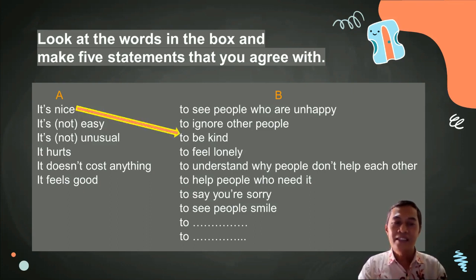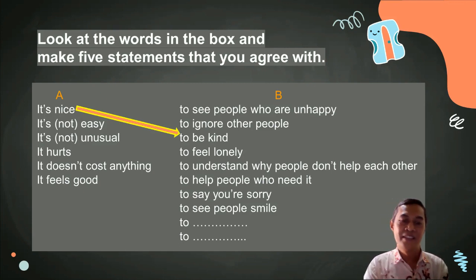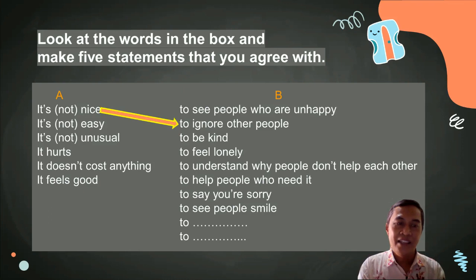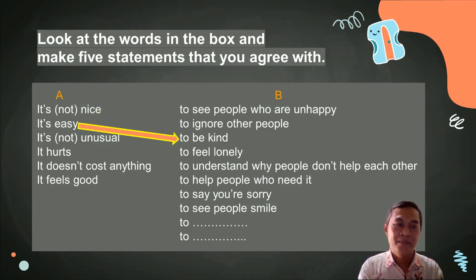It's nice to be kind. Okay, that's a very good sentence. It's nice to be kind. So everyone should be kind to others. And the next, it's not nice to ignore other people. So you may not do this. Okay, the next example. It's easy to be kind. Yes, there is nothing difficult about being kind. So it's easy to be kind.